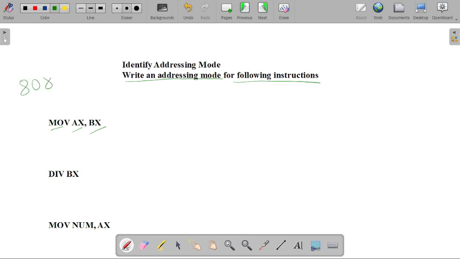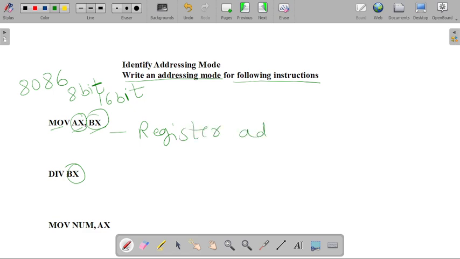The 8086 microprocessor consists of 8-bit and 16-bit registers. So if registers are present in both our source operand and our destination operand, then we say the addressing mode is register addressing mode. In the first example, AX and BX are the 16-bit registers given as source and destination operands. This is our source and this one is our destination. Since we have written registers in both, this is called register addressing mode.